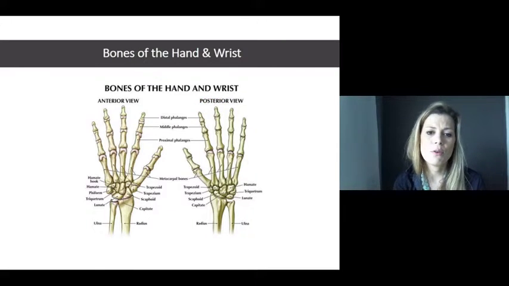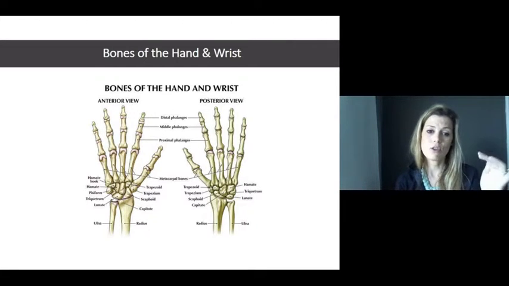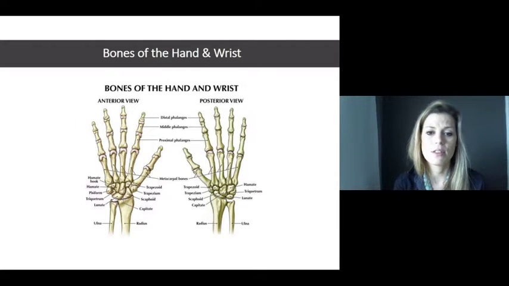Here we can also view the bones of the hand and the wrist, and we're going to zoom in and take a look at the carpal bones. Remember, you have 8 different carpal bones, and you have a distal carpal row and a proximal carpal row. So we'll start at the distal carpal row, and let's take a look at that first metacarpal bone. It articulates with the trapezium carpal bone.